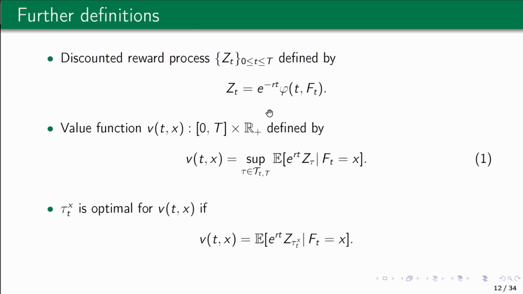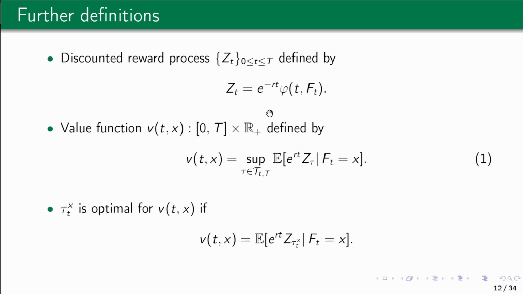Discounted reward process is simply the reward which is discounted with the risk-free rate, so this factor there. The value function is, like always in stochastic control, in this case the price of the contract, the value of the contract. So if I fix time during the contract and the value of the underlying investment, and starting from there, I solve the optimal stopping problem, this is my value function.